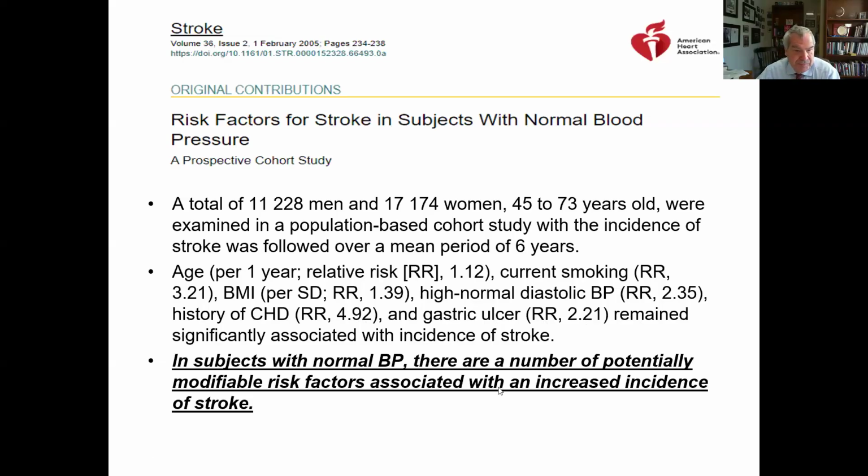The interpretation was in subjects with normal blood pressure, there are a number of potentially modifiable risk factors associated with increased incidence of stroke. So now, if this were my study, which it is not, I would follow up on what Dr. Welton has suggested I do. Now I'm ready. I've identified some risk factors that I might be able to intervene on. So now my next study would be, can I successfully adjust these, or can effectively affect these risk factors, and will that lower the risk? And I would do that with a clinical trial.